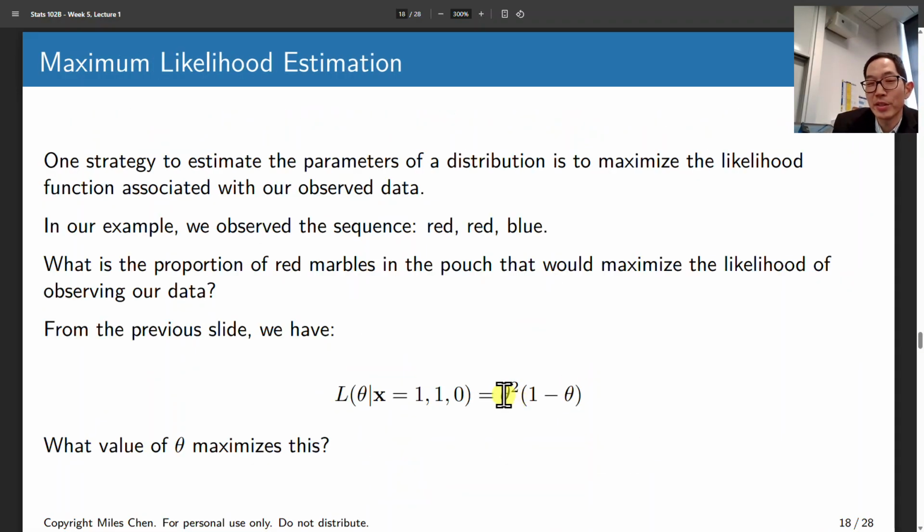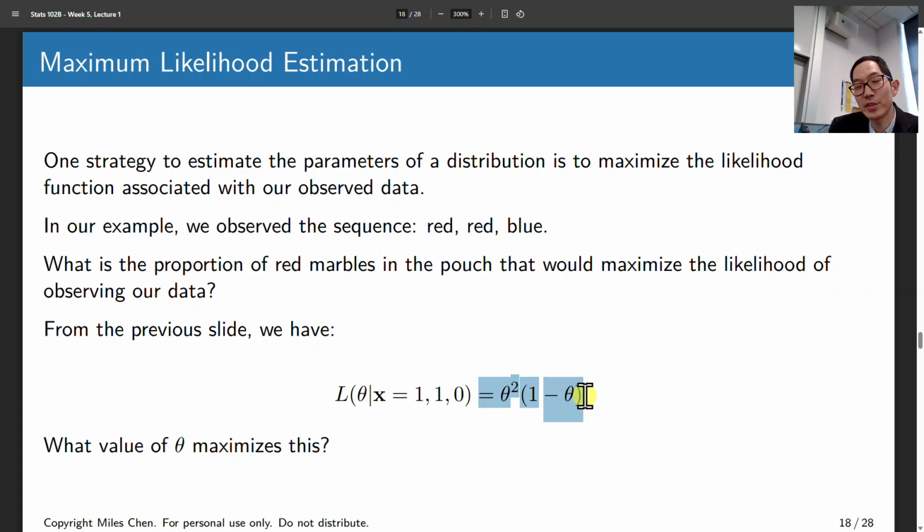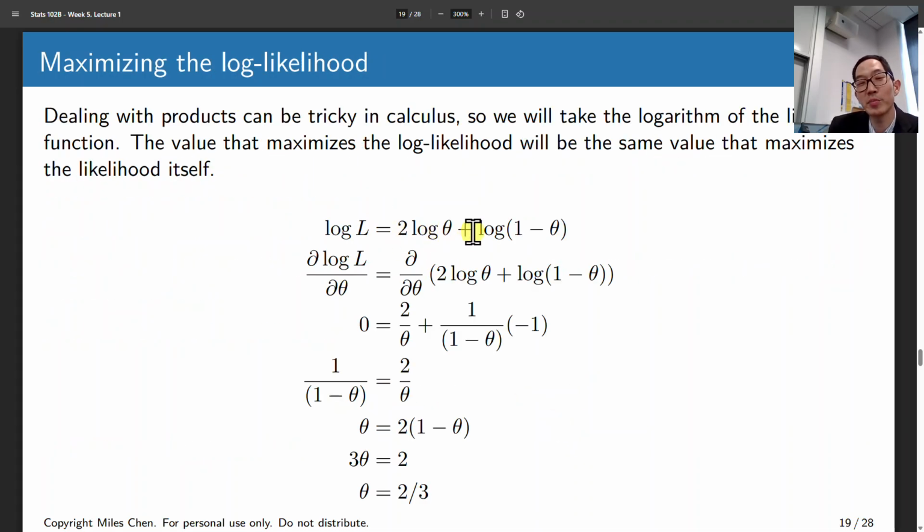Basically you take the derivative of this thing, set it equal to 0, and solve. Taking the derivative of a product is a little bit trickier, so one of the things we like to do is switch everything into logs, and the product becomes a sum, which is a lot easier to differentiate. So if I take the log of theta squared times 1 minus theta, it becomes 2 log theta plus log(1 minus theta). Because the log function is monotonic, the values that maximize the log likelihood will be exactly the same values that maximize the actual likelihood. So we're going to maximize the log likelihood.